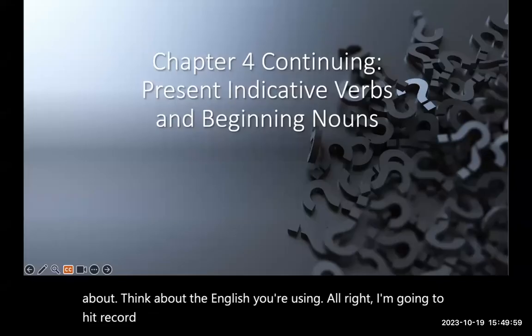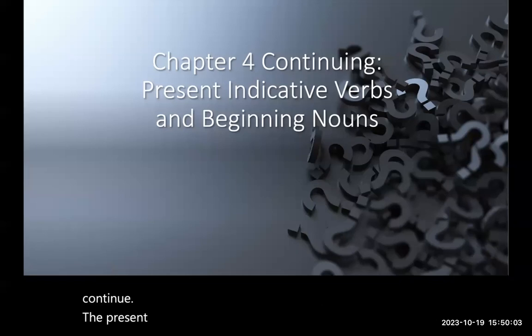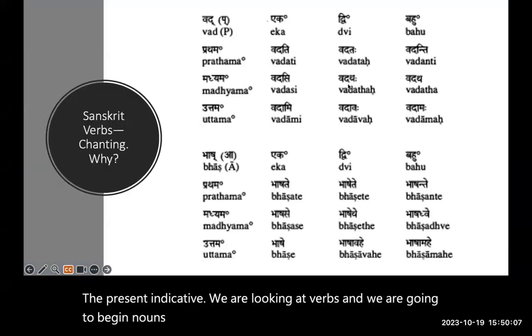Here we go. Chapter 4. We are going to continue the present indicative. We are looking at verbs, and we are going to begin nouns. So, has everybody been chanting?